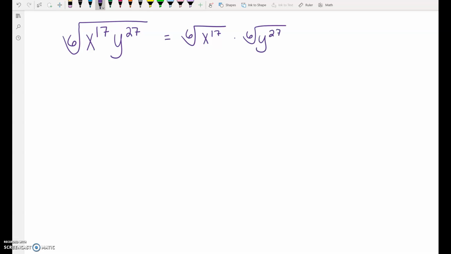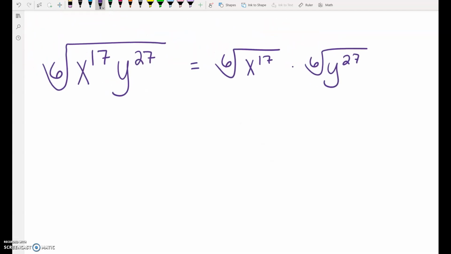This is an example of a problem where you don't want to have to write the 6th root of x to the 6th times the 6th root of x to the 6th times the 6th root of x to the... That would get really, really old. So we're looking for groups of 6. How many groups of 6 are in 17?